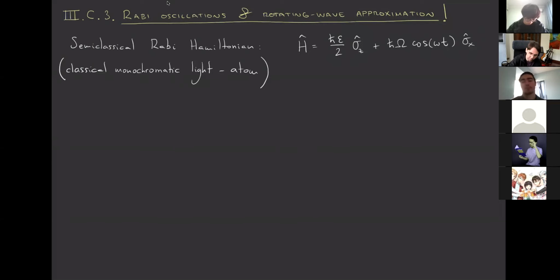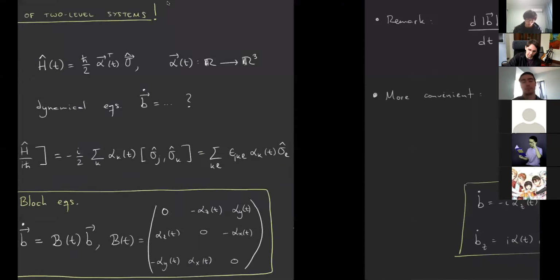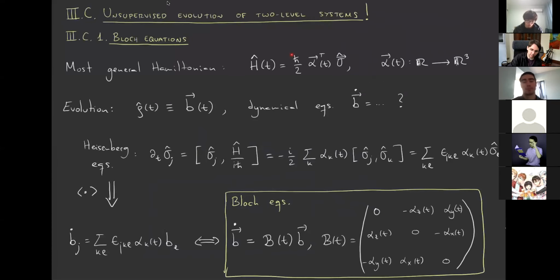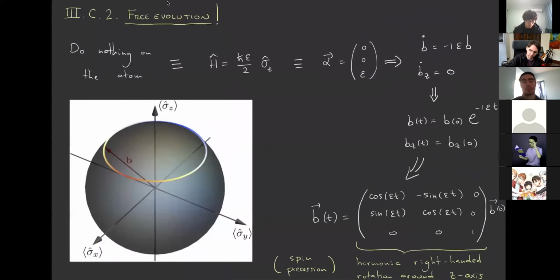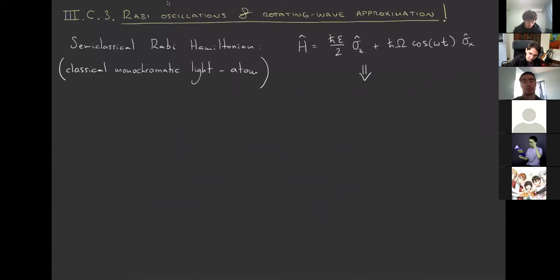So in particular, this Hamiltonian, in the language that we were using of writing the Hamiltonian as a linear combination of Pauli matrices or Pauli operators, is just defined by the linear combination that has alpha x equal to omega cosine of omega t, 0, and then epsilon, okay?